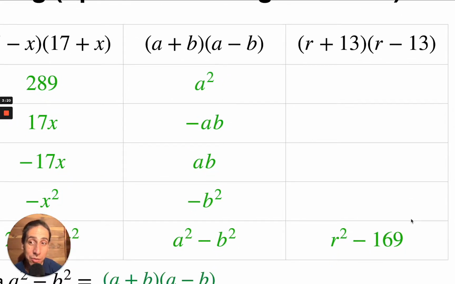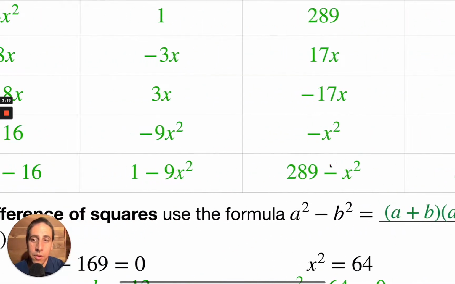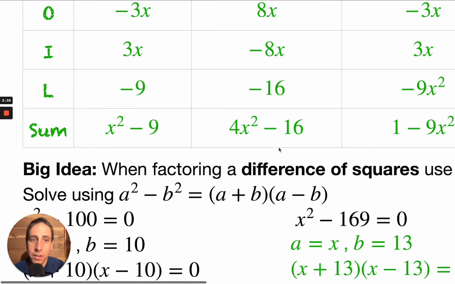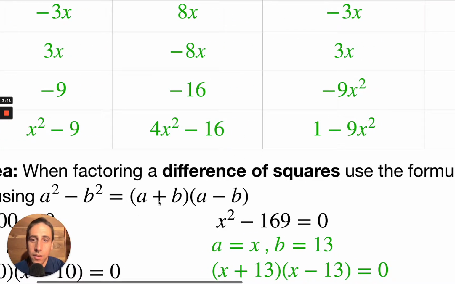We don't even have to do the FOILing. If you see the pattern r plus 13 and r minus 13, you can just jump straight to r squared minus 169, knowing that those middle two terms are going to cancel. And that's what we're doing. We're going to generalize that. We're going to call this formula, when factoring, a difference of squares.